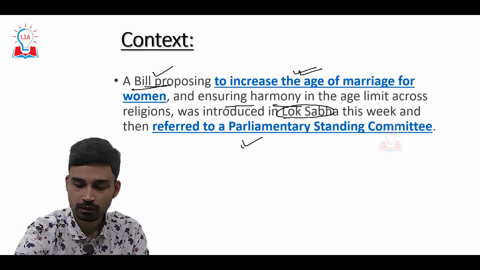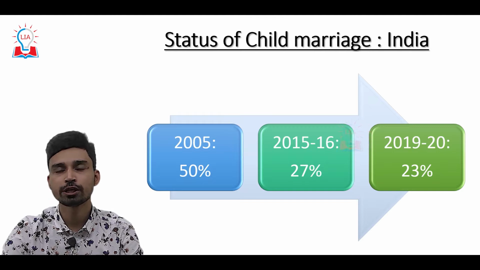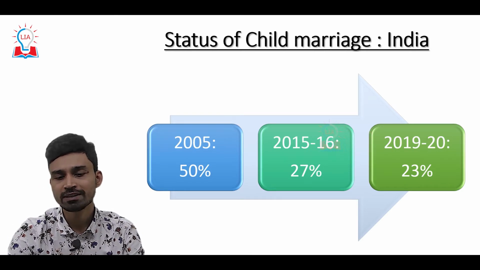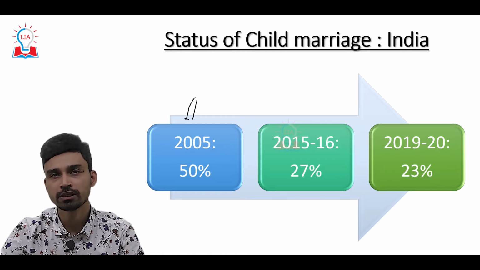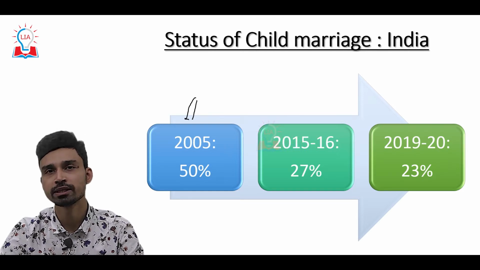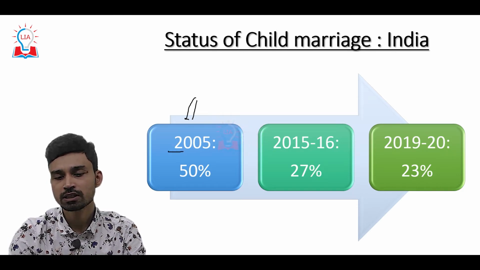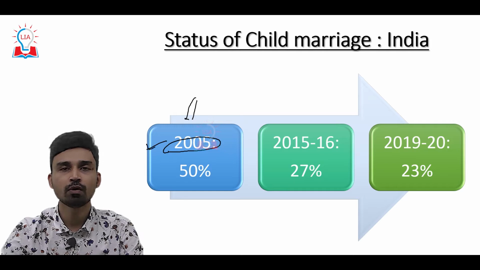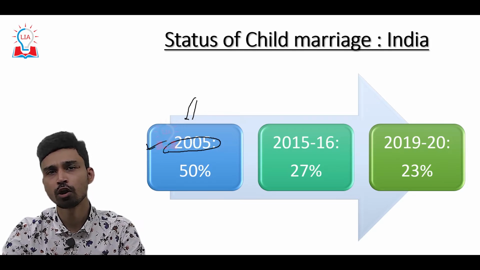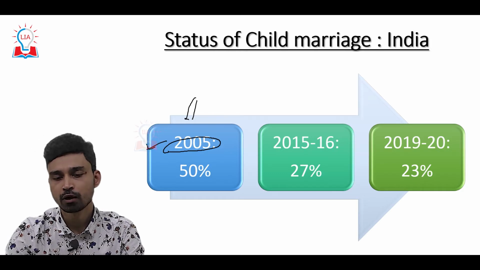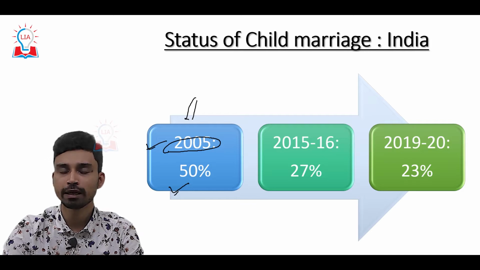If we try to understand the status of child marriage in India, how it has changed and what the present status is, prohibition on child marriage acts and bills have been passed since the early 20th century, when the British government was still in power. The first such survey found that in the year 2005, even with such laws in place, around 50% of India's girls were marrying before the age of 18.